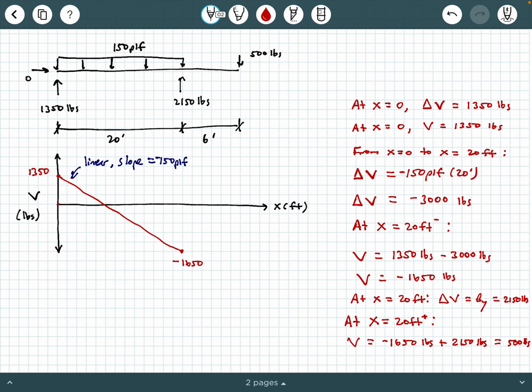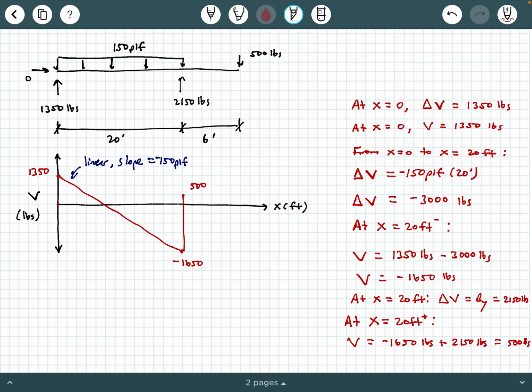So that's going to pop us up to about right here, okay? Maybe make it a little bit lower right here. That's a positive 500 pounds, okay? Now, look at the notation here. This is at x equals 20 feet just to the right.